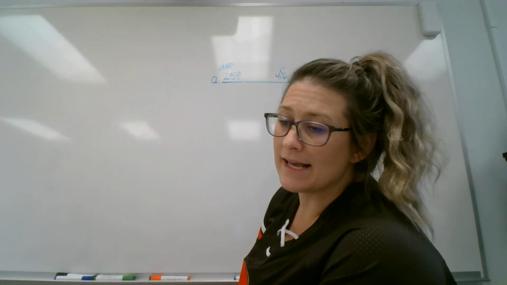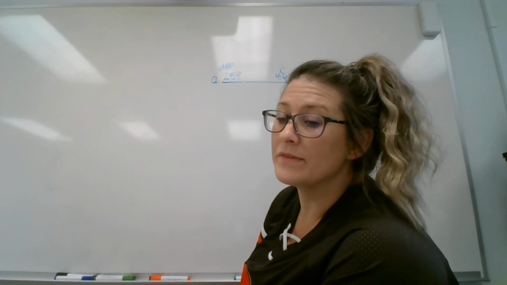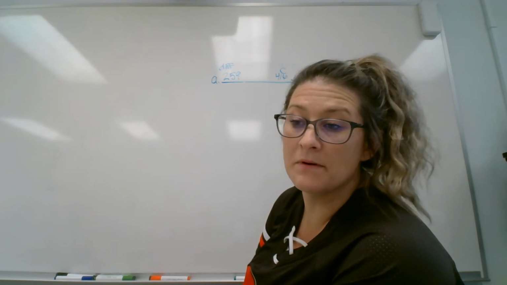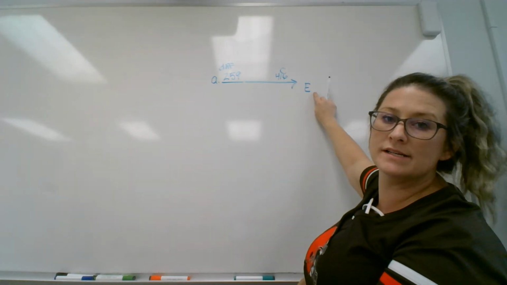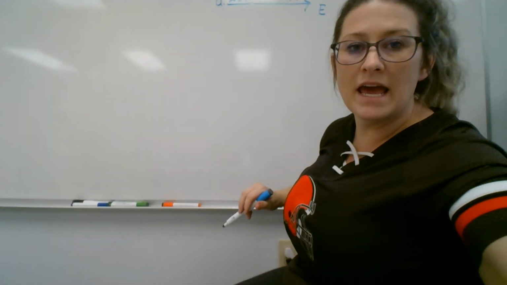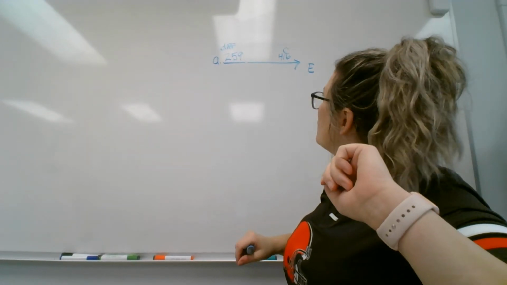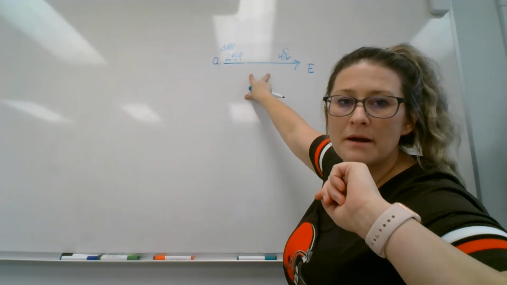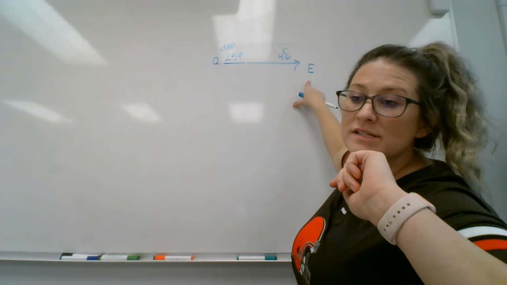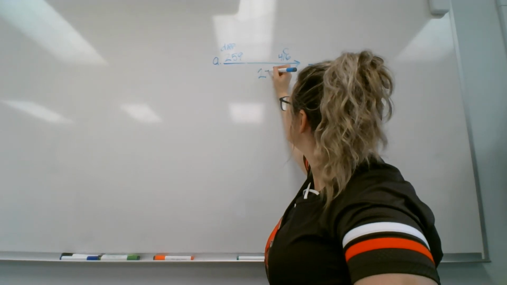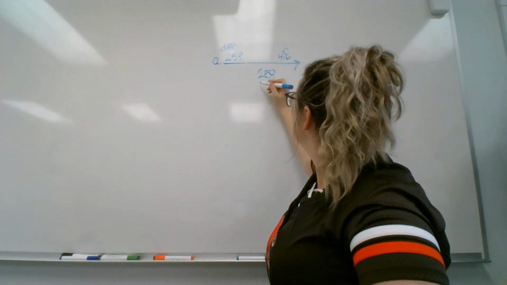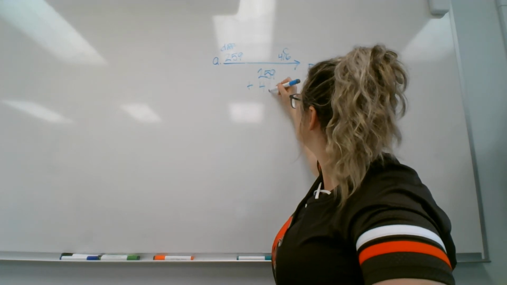The last sentence says, how long is Eagle River? Now I have enough numbers in my number family to be able to solve to figure out how long Eagle River is. Just like any other number family that we worked with so far, I have two small numbers. To find my big number, which is Eagle River, I'm going to add 259 plus 416.